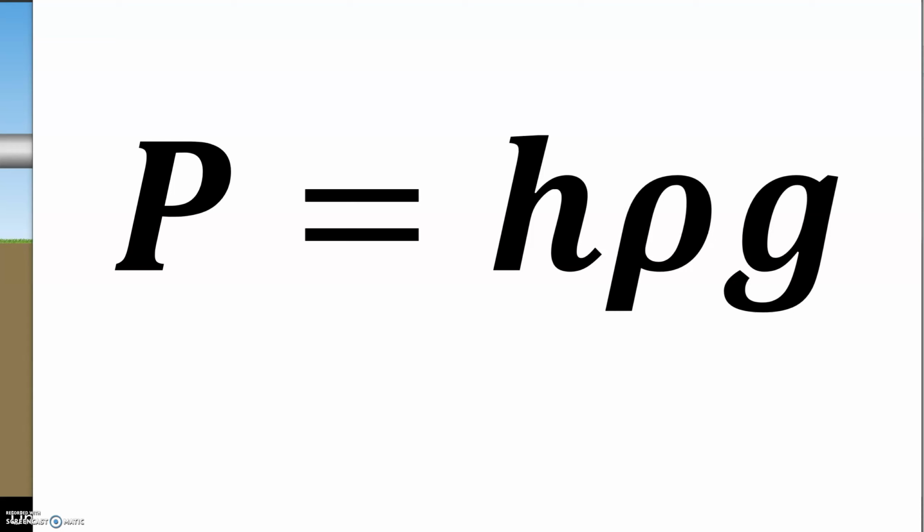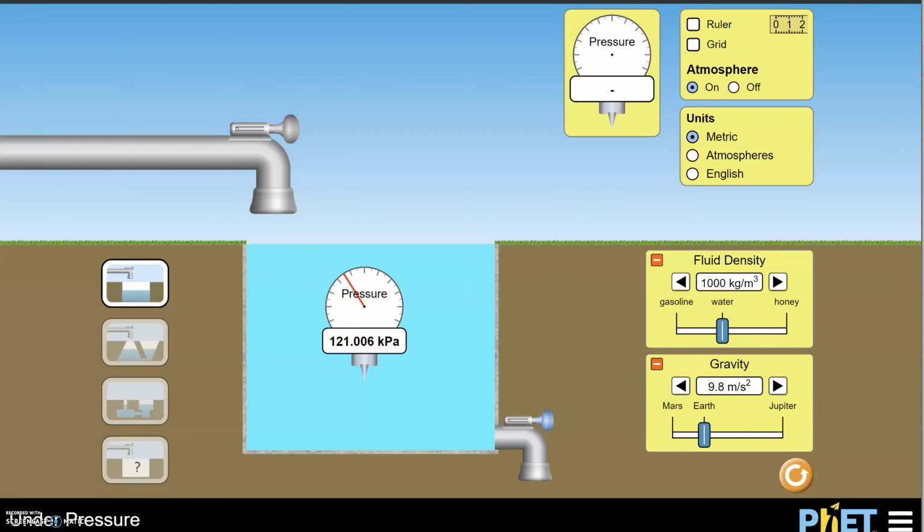Alright, so let's look at this formula. We've already played with h. Now let's try playing with the density of the liquid. What do you think will happen if we increase the density? Obviously, if rho increases, the pressure would most likely increase. Let's see whether that will show. Alright, let's slide this to increase from the density of water to honey.